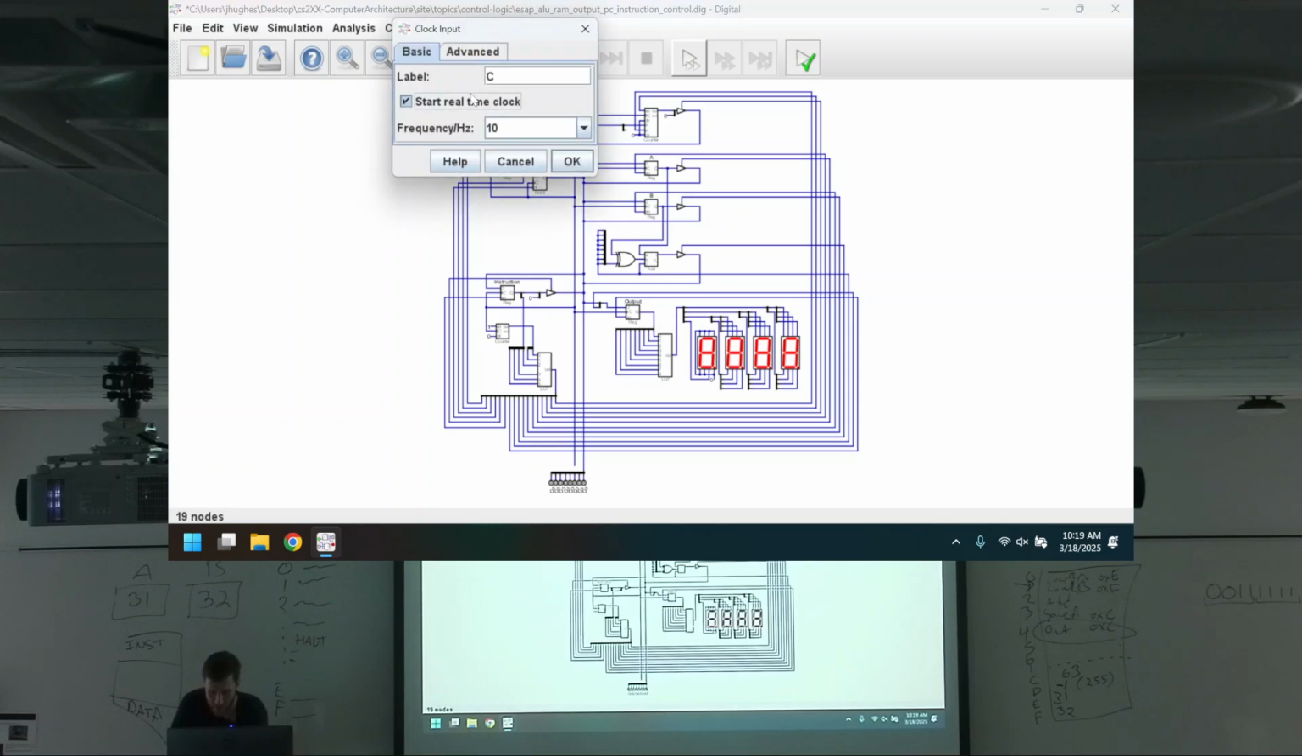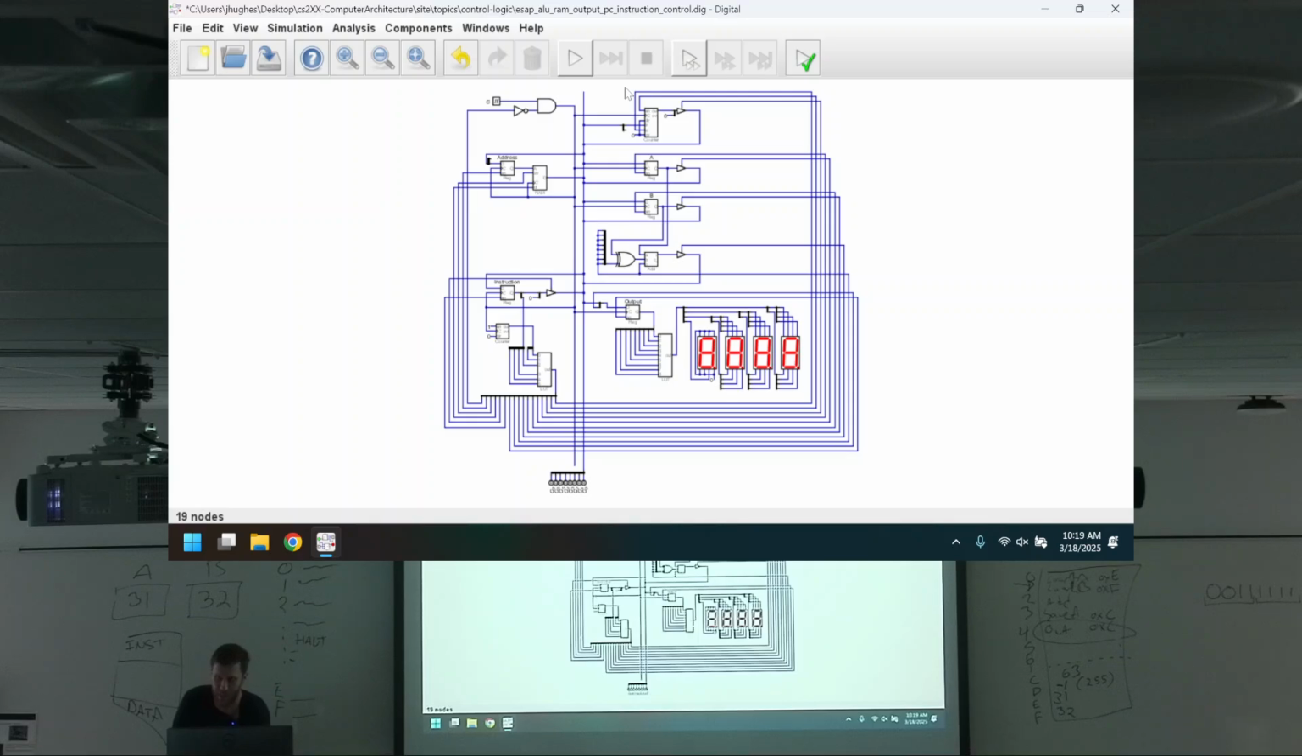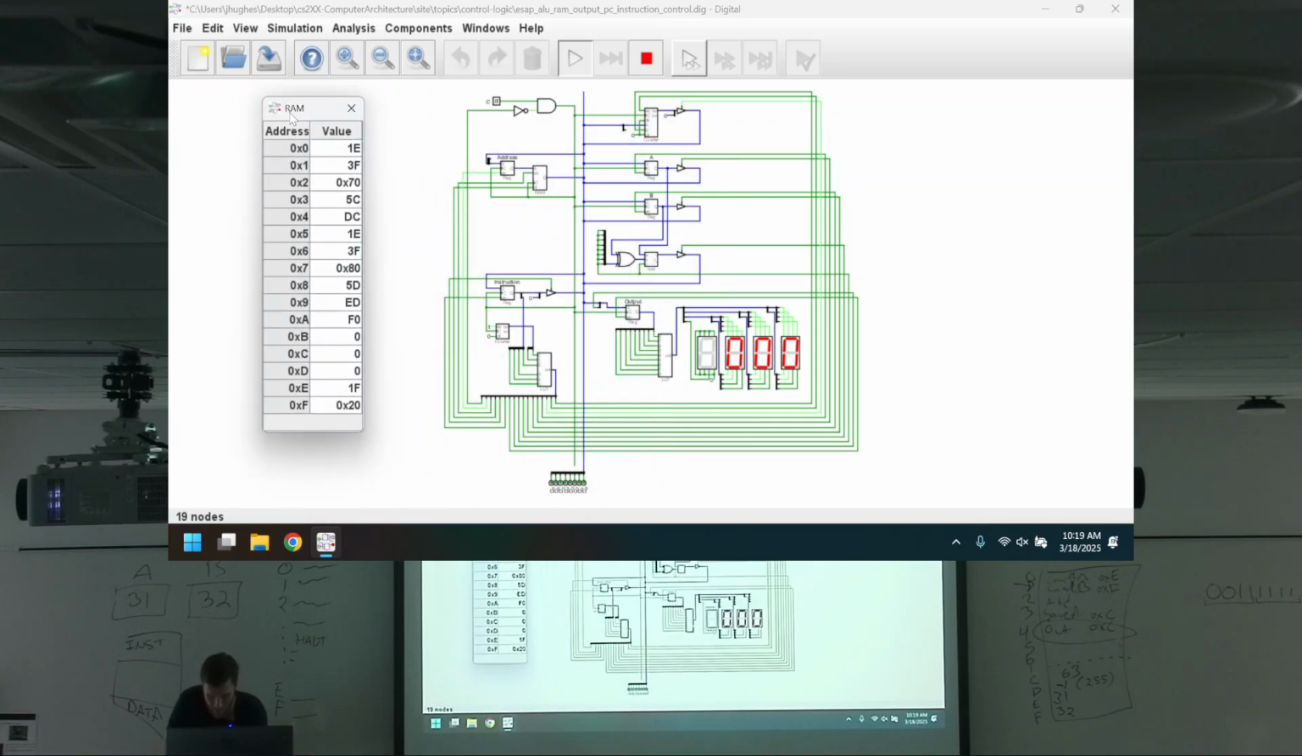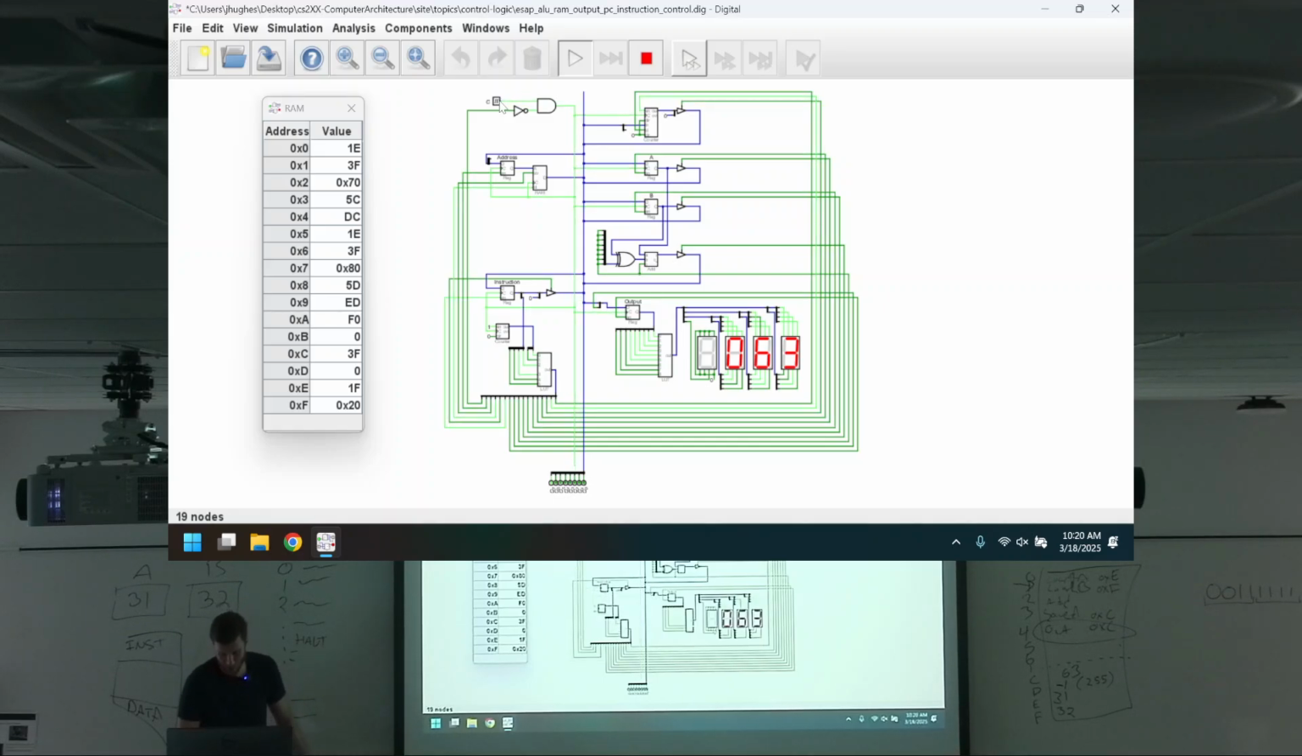So let's turn the real-time clock off so we can see what happens. When I hit run, if I right-click on this, I should, yes, perfect. That's our program, okay? That hex file I loaded in was the one I just showed you, right? Load, add, save, output, load, subtract, save, output, halt, nothing, 31, 32, right? We agree. So if I start running, what's going to happen? Well, I'm spamming through this because we're running out of time. But, 63.